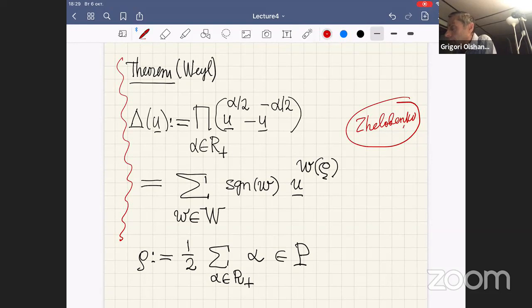So, okay, I have to finish. Next time I will discuss the Weyl character formula, which is a corollary of this material. And okay, next we will move further and further. Okay, so I can finish now.